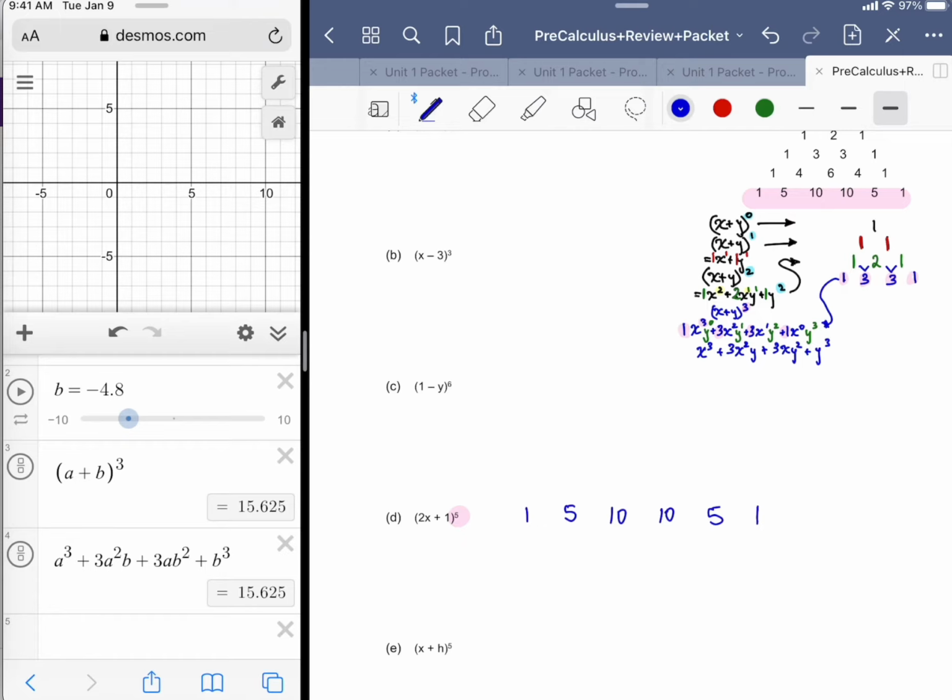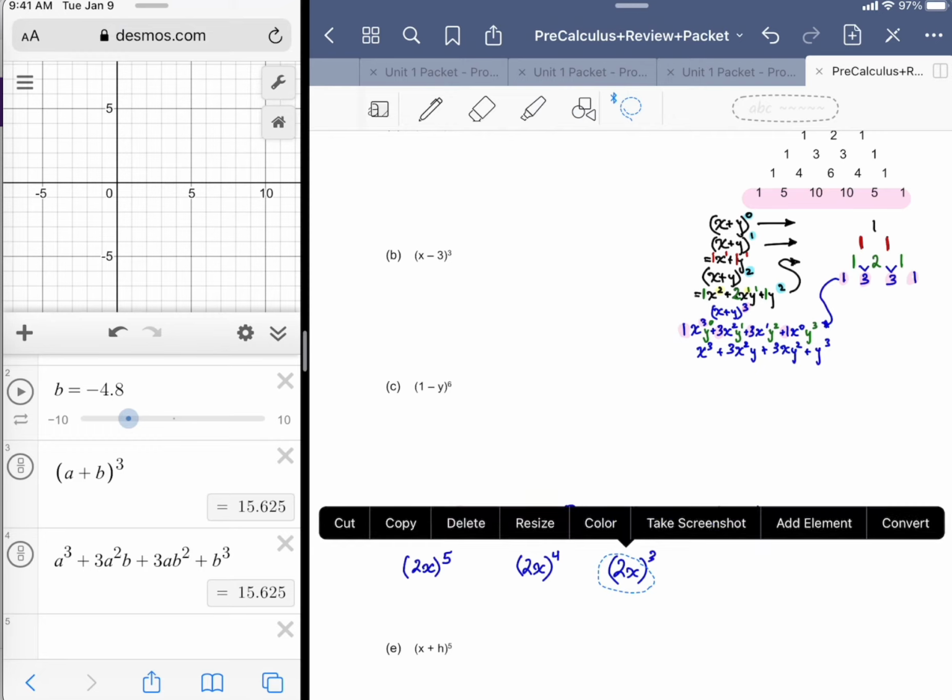So we'll hang on to that. But I would be thinking, I have an a, not an a really, I used a in Desmos, but the a and b values or the x and y values, whatever you want to think of it as. The first term contains a 2x instead of an x. So I'm going to take 2x and raise it to the fifth, then 2x to the fourth, to the third, second, first, and 0th.